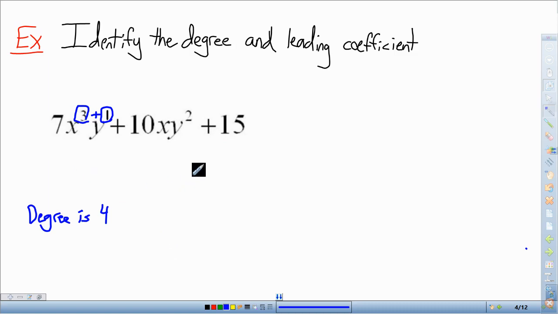Okay, and that's really the big thing on this one. The leading coefficient is still this number in the front, so we can still point out this is the leading coefficient.